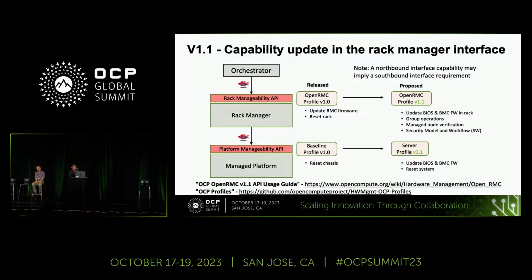After the 1.0 release, we received lots of community feedback. We consolidated it and put some new changes into the 1.1 spec. There are three major areas. The first one is that we want to be able to update not only the Rack Manager firmware, but also all the node-level firmware stack.